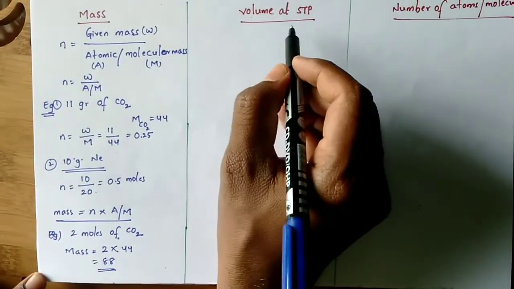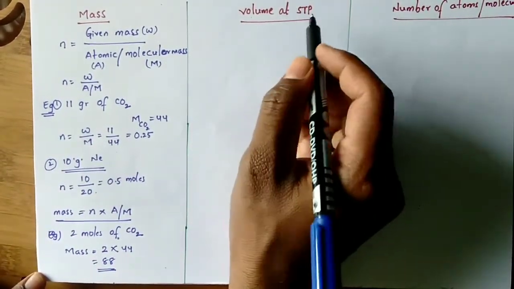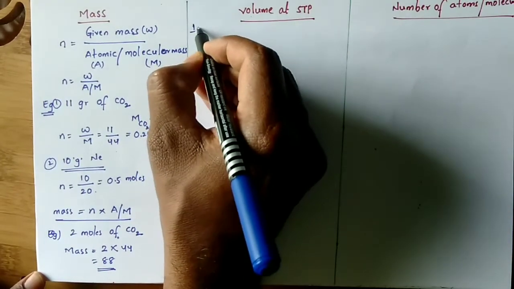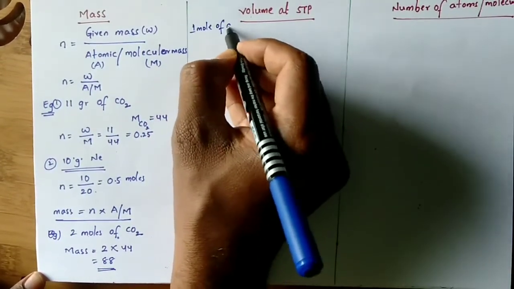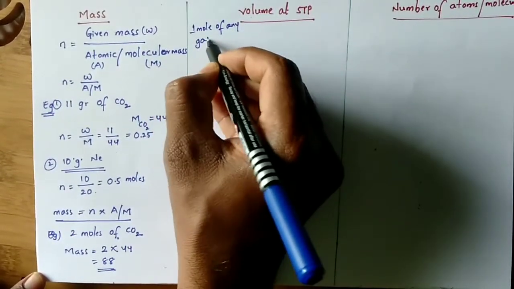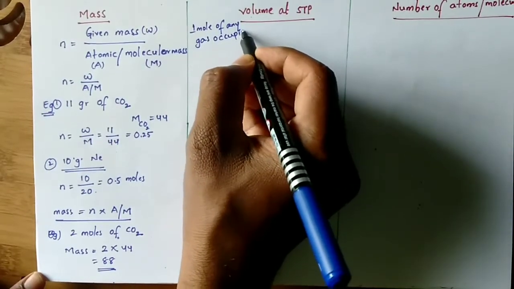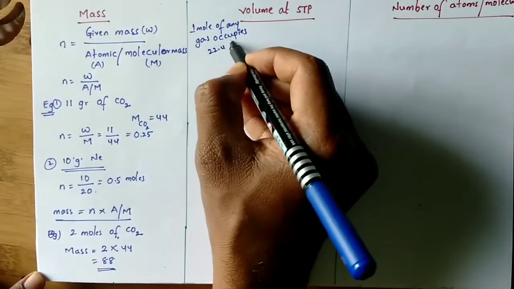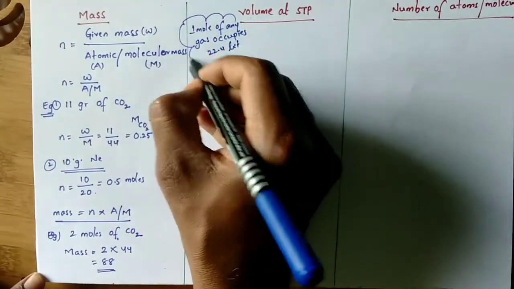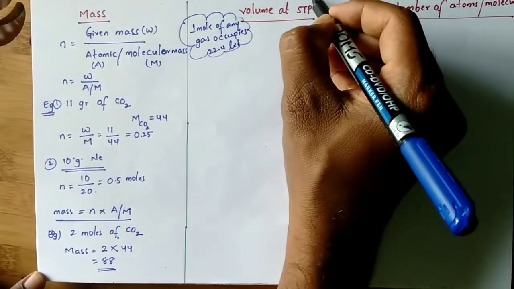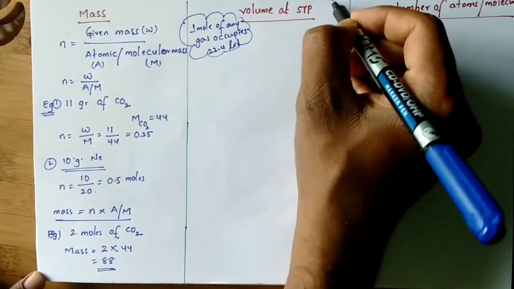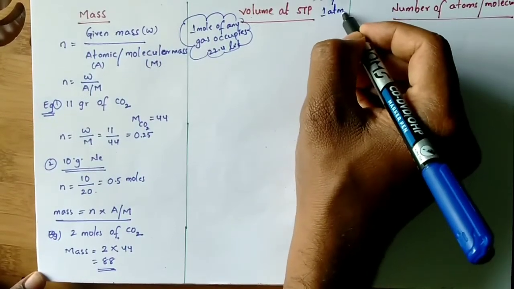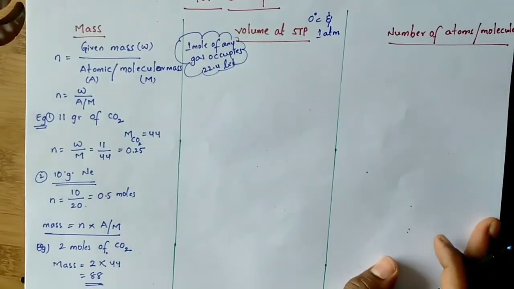If volume at STP is given, we know that at STP 1 mole of any gas occupies 22.4 liters. What is STP? 0 degree centigrade and 1 atmosphere pressure. These are the STP conditions.